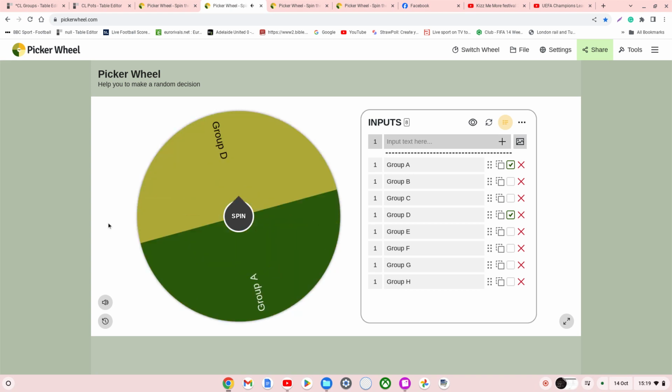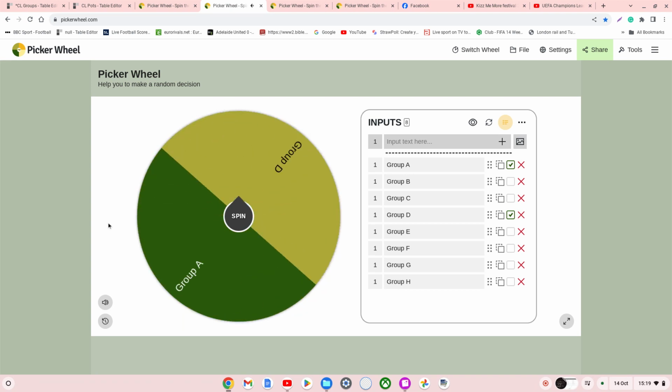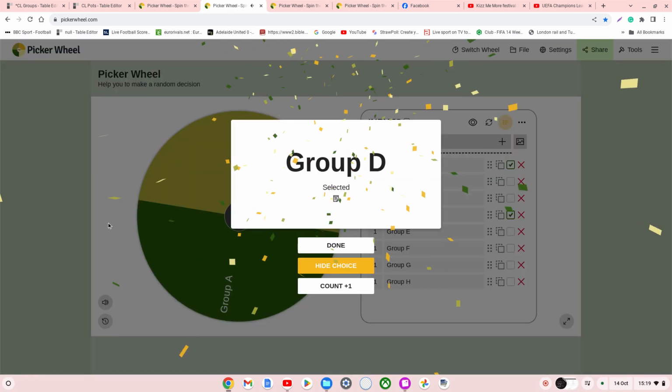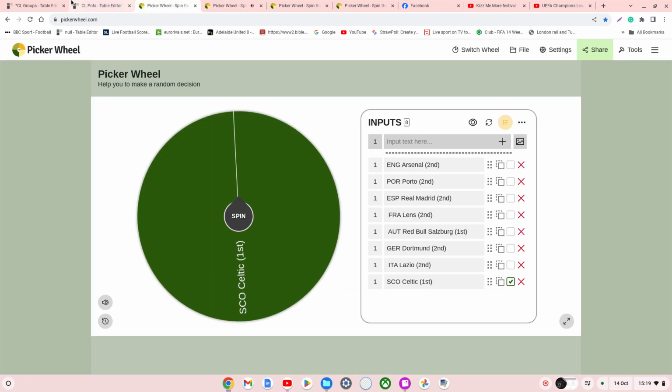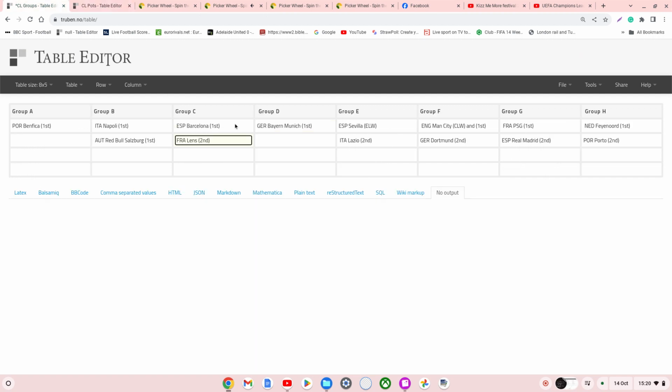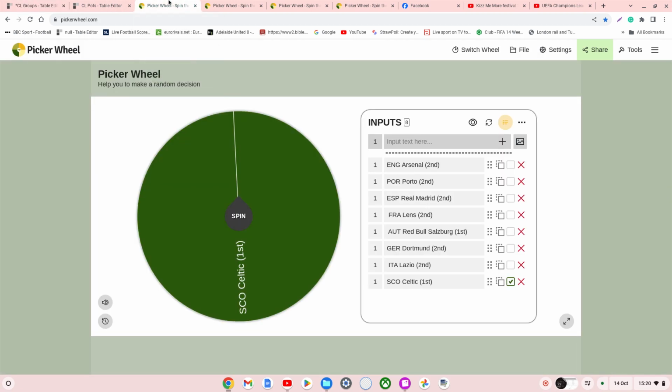Let's see where Arsenal's going to go. And they will be in Group D. Arsenal will be in Group D, and they will be facing Bayern Munich in the group stages. Arsenal will be in Bayern Munich's group.